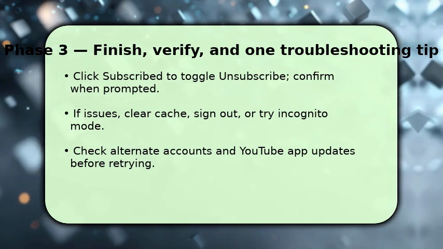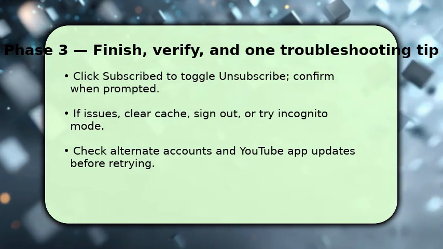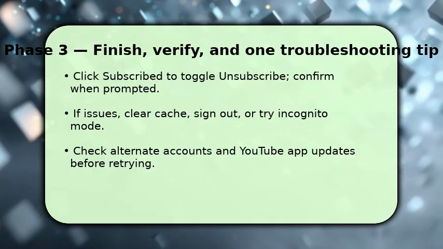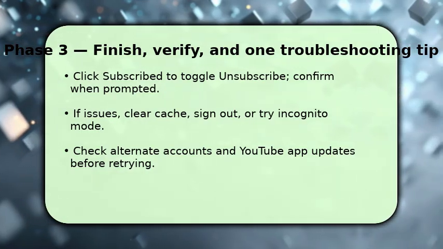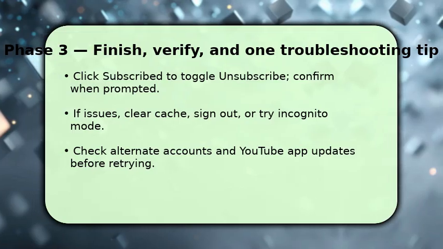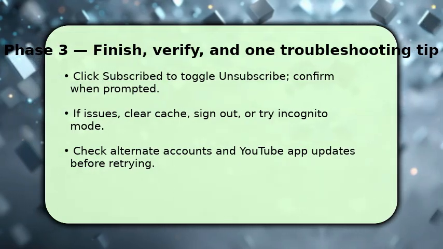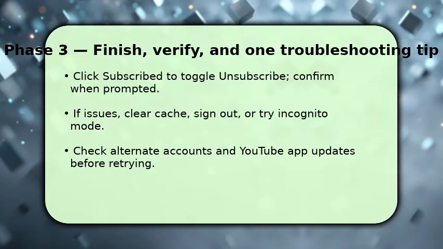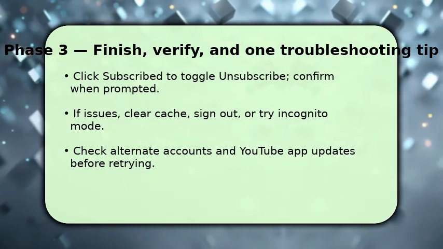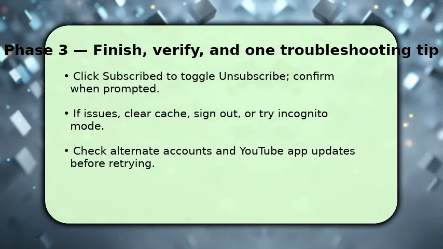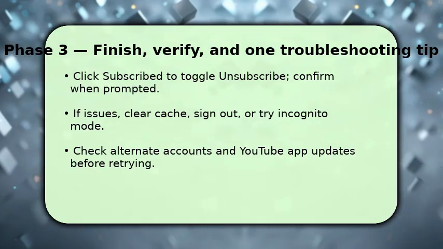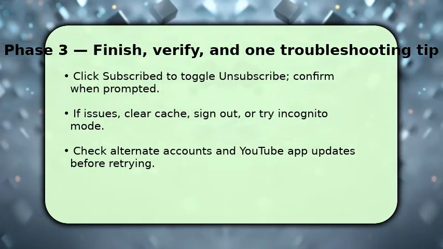If the button doesn't change, try clearing browser cache, signing out and back in, or using incognito mode to rule out extensions. Make sure the YouTube app is updated on mobile and verify other Google accounts if you still see inconsistent results. One key tip: if subscriptions appear wrong, refresh the Manage Subscriptions page and wait a minute for sync to finish.